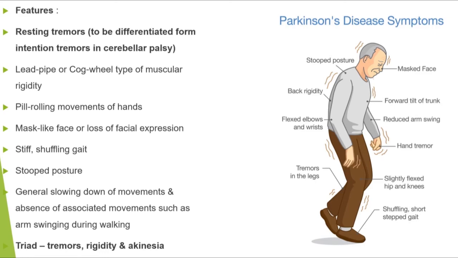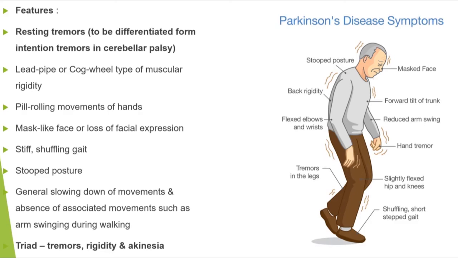Pill rolling movements of hands. His hands will be apparently empty, but it looks as though he has some pills in his hand and he's going on with rolling movements with all the fingers. He continuously has rolling movements as though he has some beads or pills in his hands, and his thumb will be touching against the tips of all his other fingers, giving pill rolling movements. The face has no expression. Hence, it is called a mask-like face or loss of facial expression.